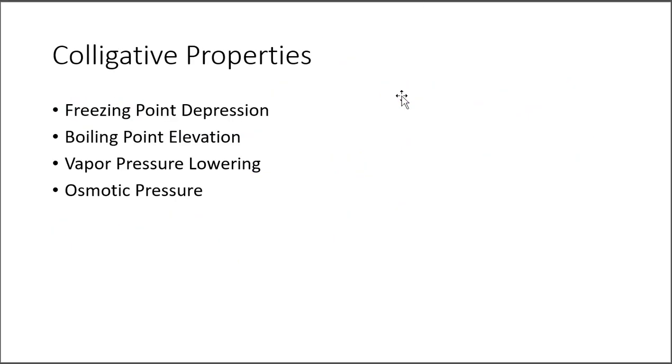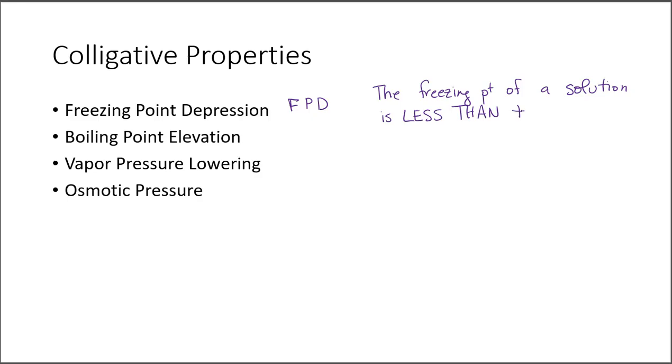So now, let's get into it. Here are your 4 colligative properties. Freezing point depression. That's the only one I'm going to talk about today. The other ones are very similar, but freezing point depression is FPD. What that means is the freezing point of a solution is less than the freezing point of the pure solvent.